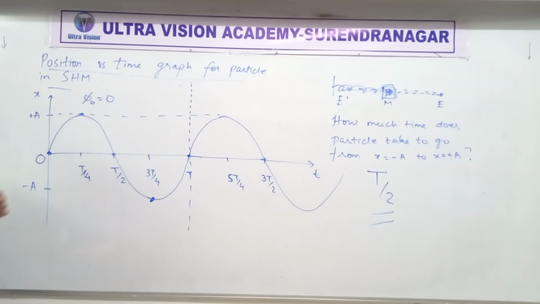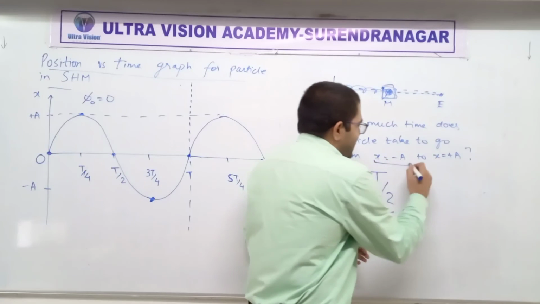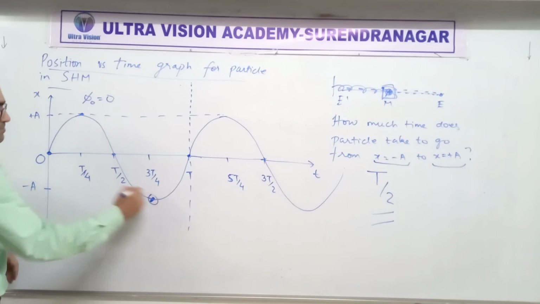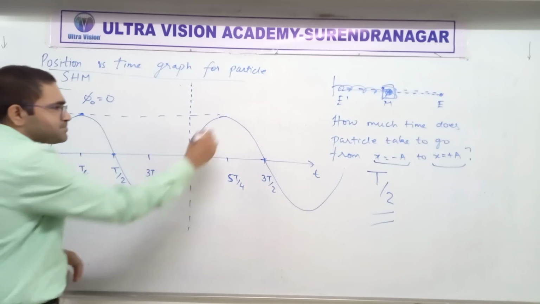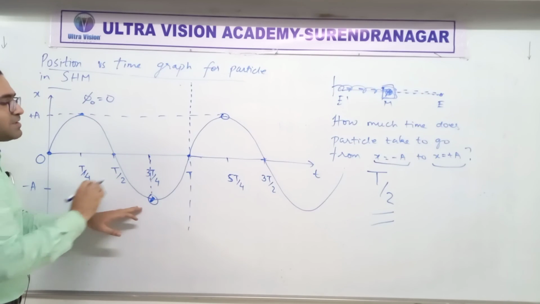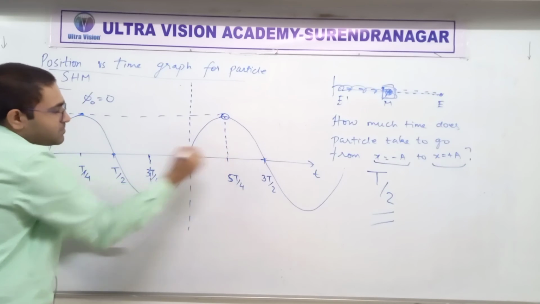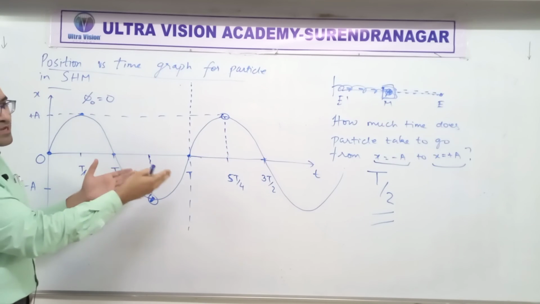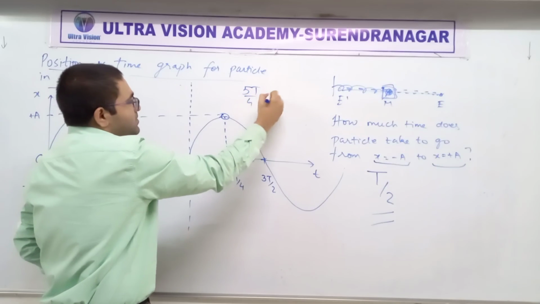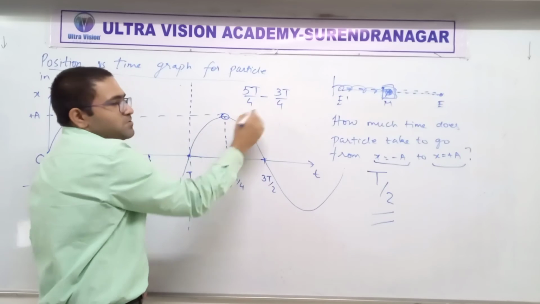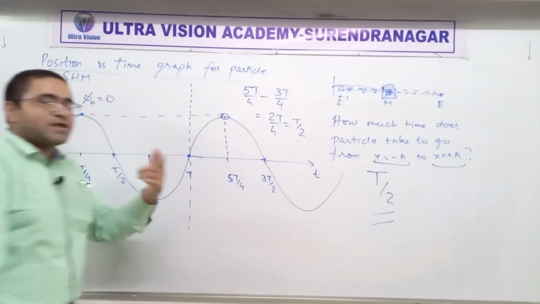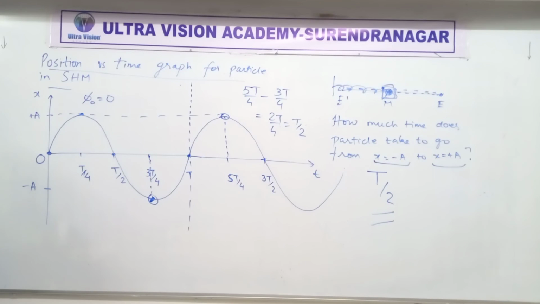Have a look here. The question is how much time does it take to go from minus A to plus A? Where is minus A? Here. To plus A. Here. Is this fine? So what's this time? 3T by 4. What's this time? 5T by 4. So how much time does it take to go from here to there? The answer is 5T by 4 minus 3T by 4. Is that clear or not clear? That is nothing but 2T by 4, or T by 2. Got it?